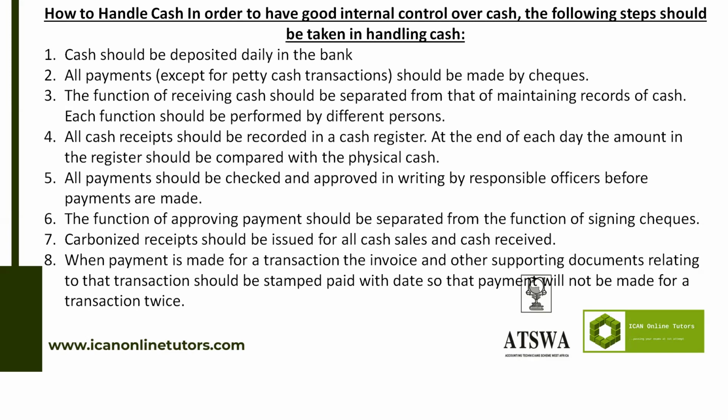When payment is made for a transaction, the invoice and other supporting documents relating to that transaction should be stamped paid with the date, so that payment will not be made for the same transaction twice. We give a purchase order, you give us the delivery notes, and we check that what we requested is what you supplied. So all documents should be attached, so that it will eliminate making payment twice on the same document. So if you are doing these steps, it will what?